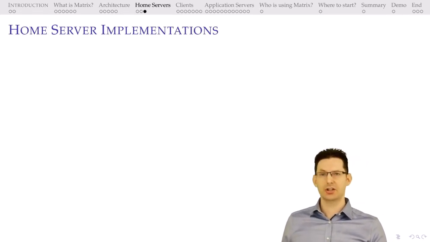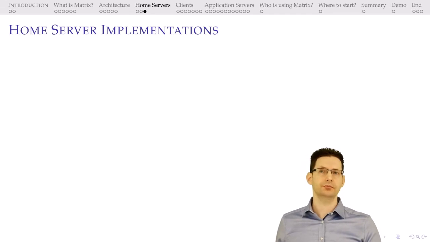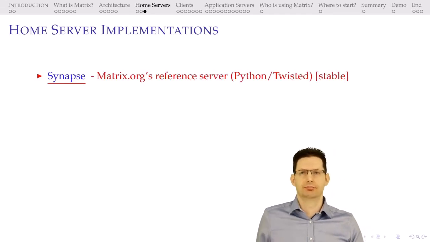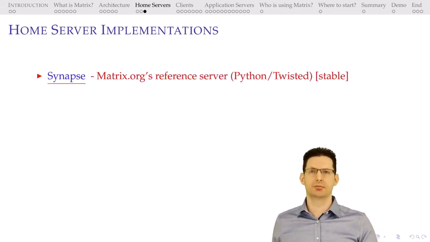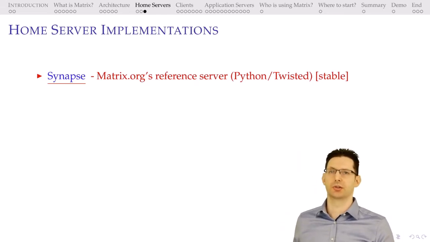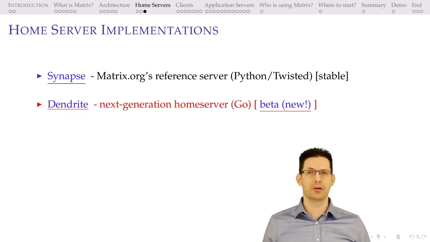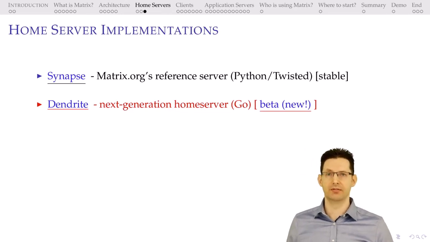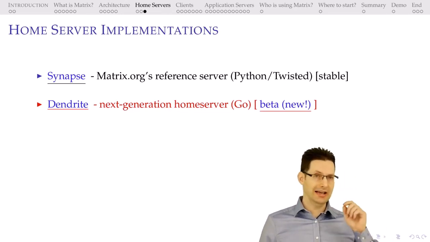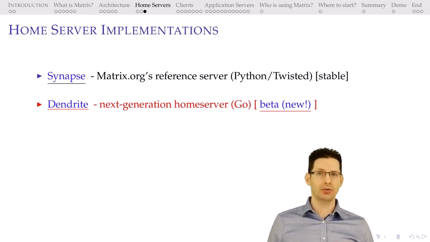There are different implementations of home servers. Synapse, probably the most prominent one, is the most stable one, which is used on matrix.org. And there is also a next generation home server written in Golang, which is aimed to be very scalable and very performant, which is actually entering beta now.